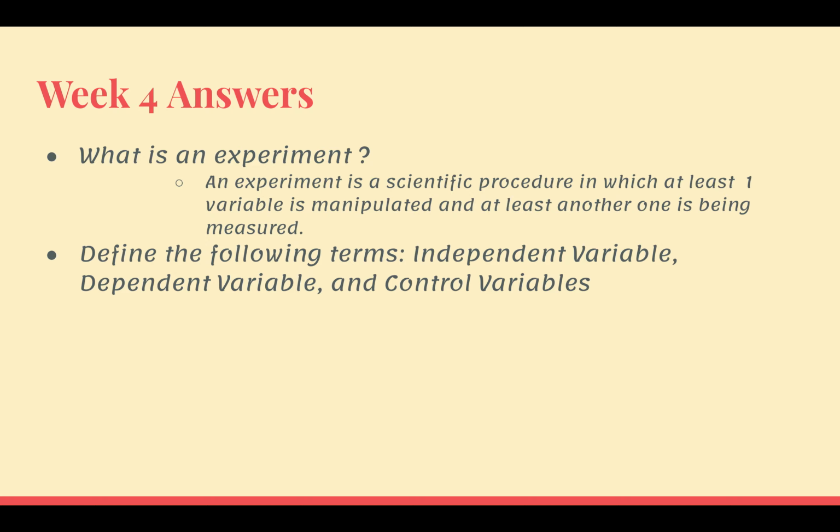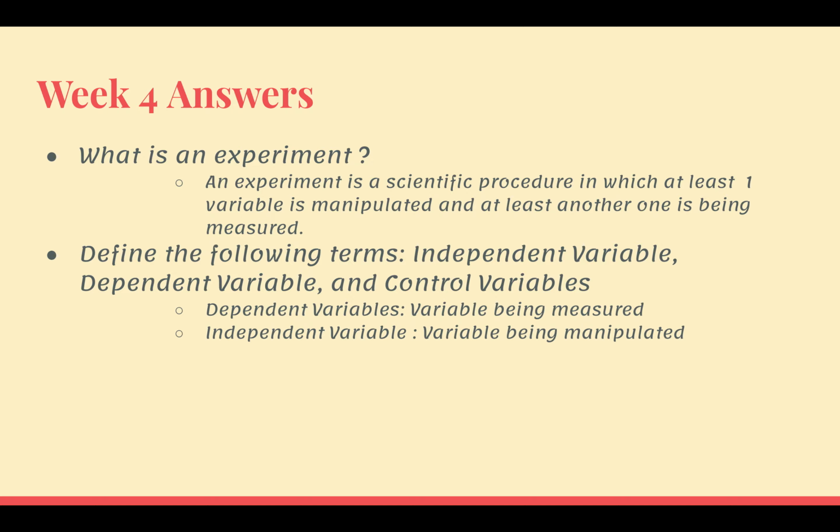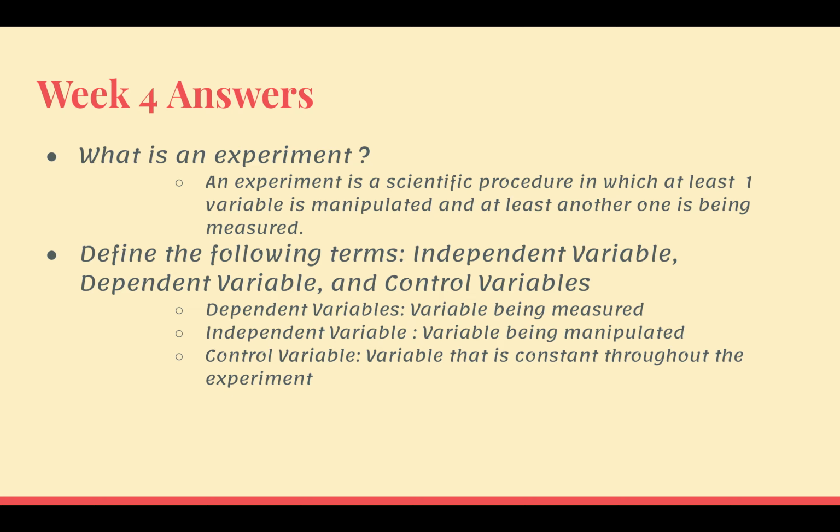Define the following terms: independent variable, dependent variable, and control variables. A dependent variable is a variable being measured. The independent variable is the variable being manipulated. The control variable is the variable that is kept constant throughout the experiment.